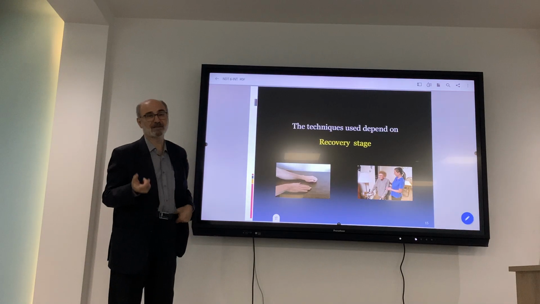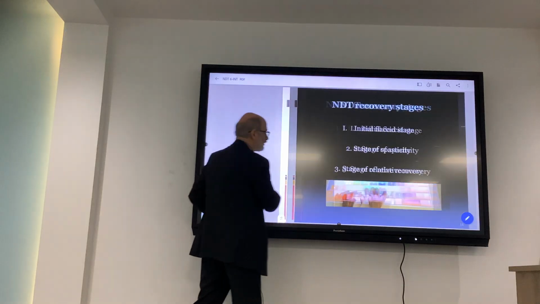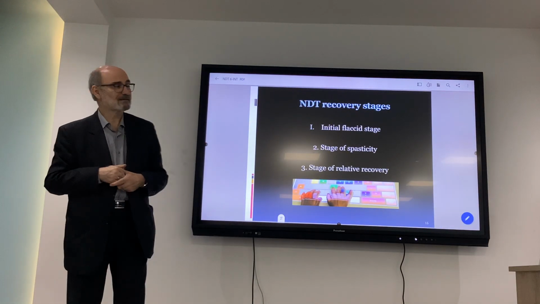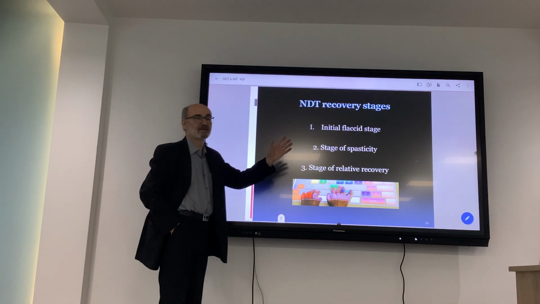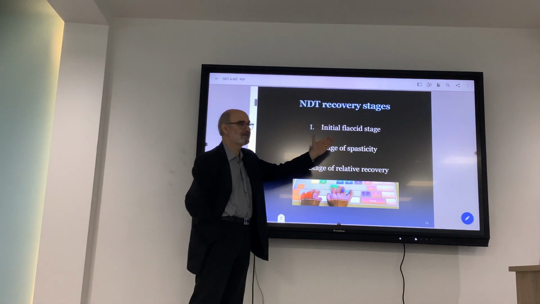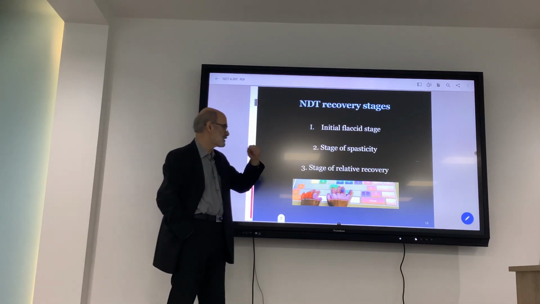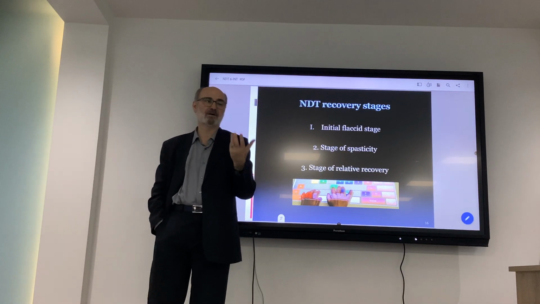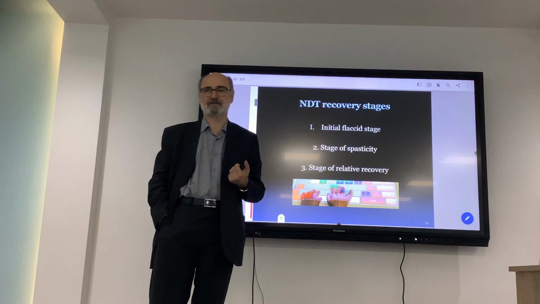But the techniques applied depend on the recovery stage. Bobath suggests the recovery stages as initial flaccid stage, stage of spasticity, and stage of relative recovery. And depending on the recovery stage, the techniques applied would be different.